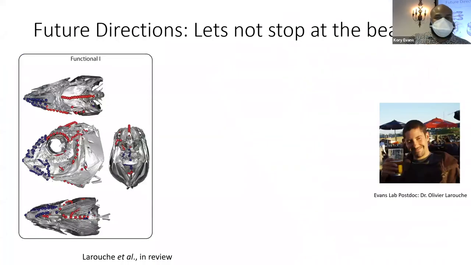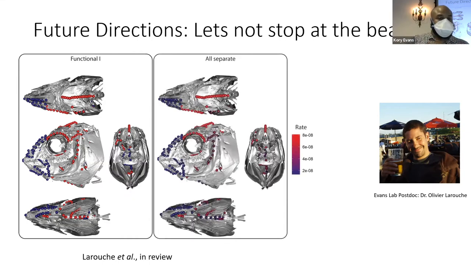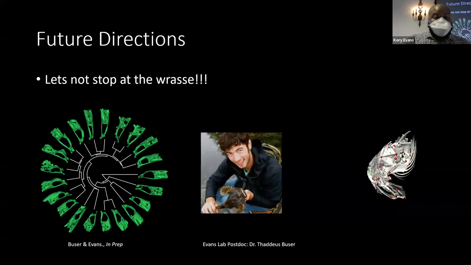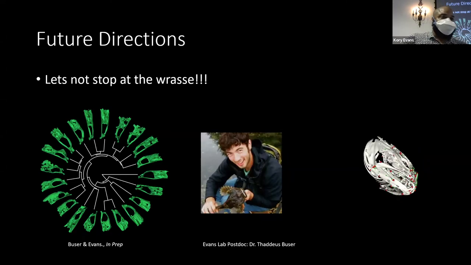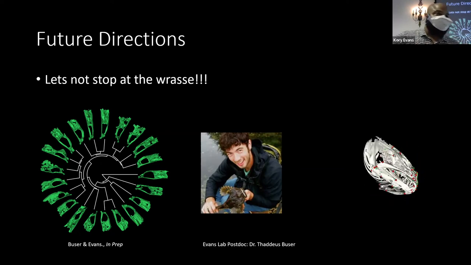For some future directions, we did not stop at the beak. We're currently working on a full skull data set, and the study is in review, and we found some really interesting patterns. We found strong patterns of covariation between bones and the pharyngeal jaws, which form their own module, which might explain why they have similar patterns of trait evolution and similar rate patterns as well. And we were actually able to compare rates of shape evolution across about 10 or 14 bones in the wrasses. And we're not going to stop with wrasses. We're also putting together a full percomorph data set as well, to look at these broad scale patterns of shape evolution.